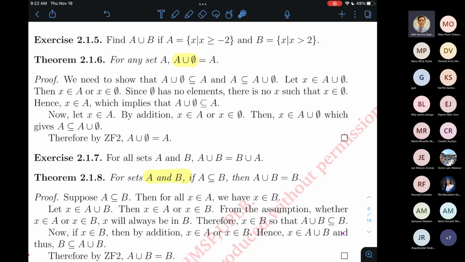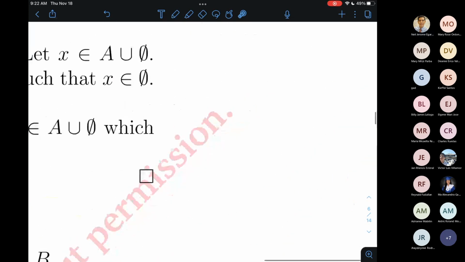Okay? Pero pag pinagsama-sama ko yung elements ni set A at saka nung set na walang laman, ang makukuha ko lang pabalik ay yung set A again. Kasi walang contribution yung empty set kasi wala siyang kayang i-contribute. Okay? So if we'll write the proof for that, okay.